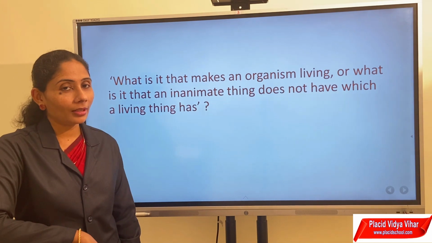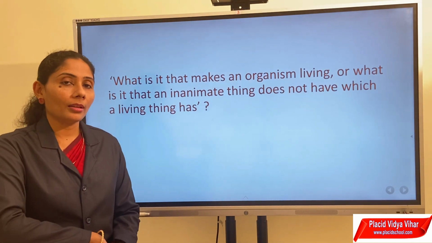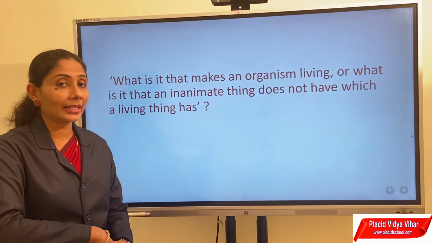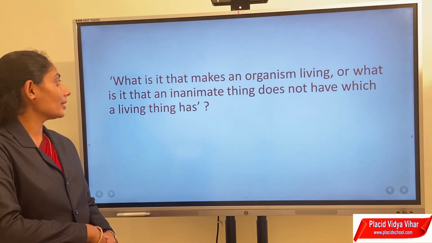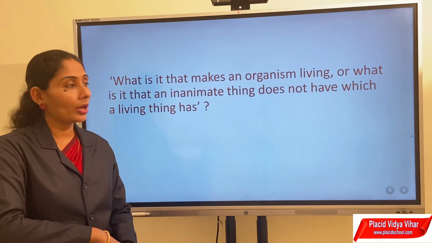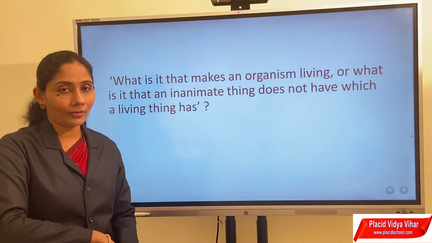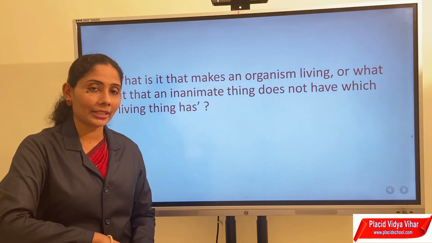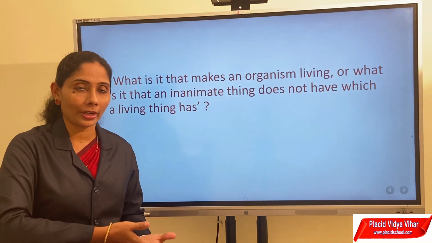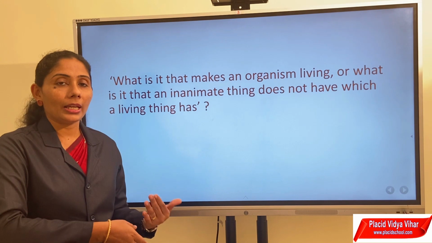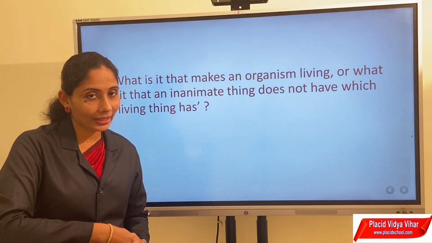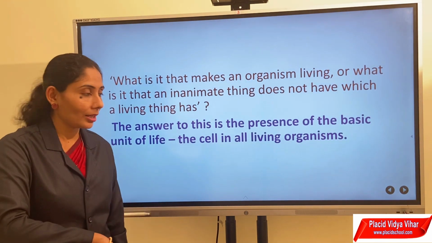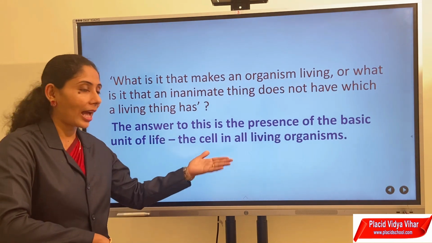Okay, so let's begin the topic by answering the question given on the slide. What is it that makes an organism living? Or what is it that an inanimate thing does not have which a living thing has? I know you already know the answer, and the answer is cell. Yes, all living organisms are made up of cells. That is common to all living organisms, and this is what makes it different from the non-living things. So this is the answer.